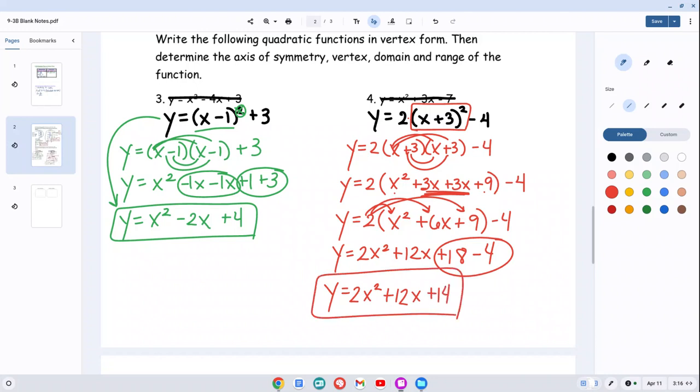And there you have it. So the standard form that goes with this vertex form is right here. All right, we'll try that in today's homework.